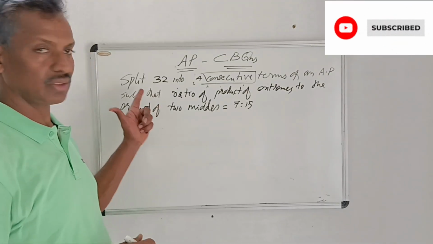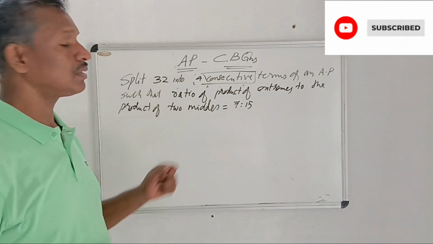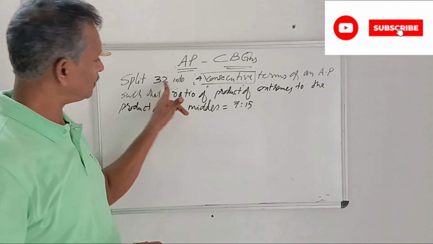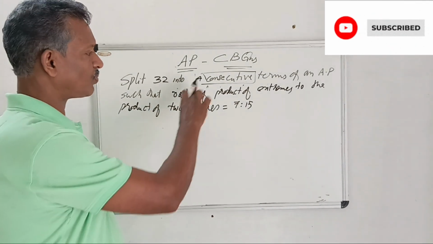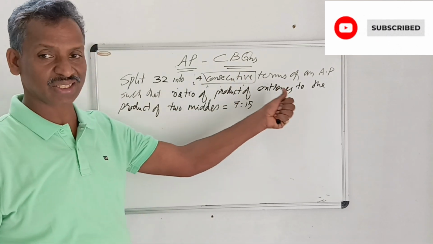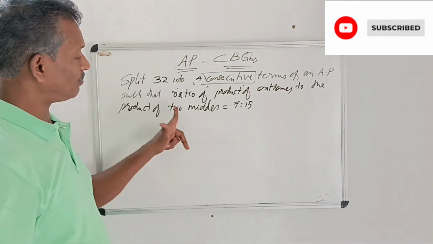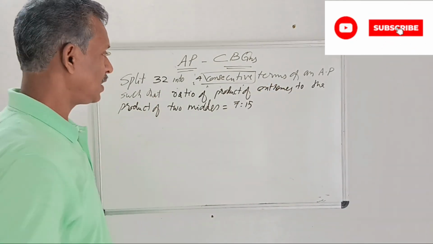Okay, next question is, we discussed 3 terms and 5 terms. Now we are discussing 4 terms. Split 32 into 4 consecutive terms of an AP such that the ratio of the product of extremes, that means the first and last product, and the product of middles, those who are in the middle.